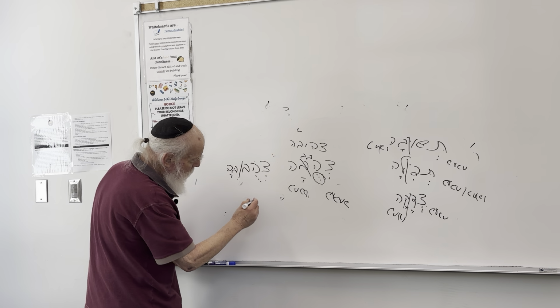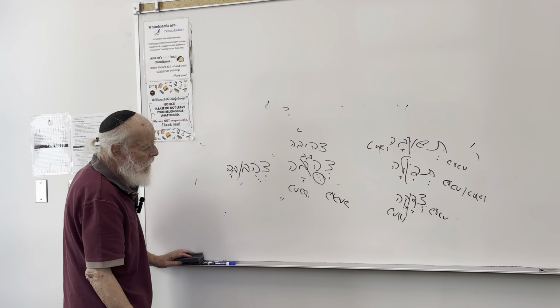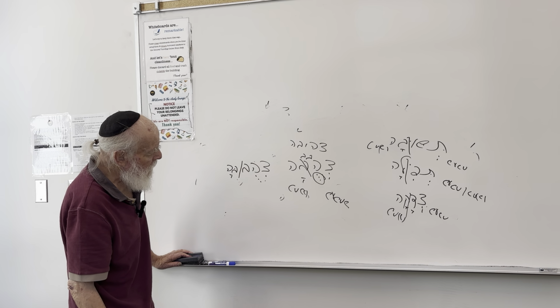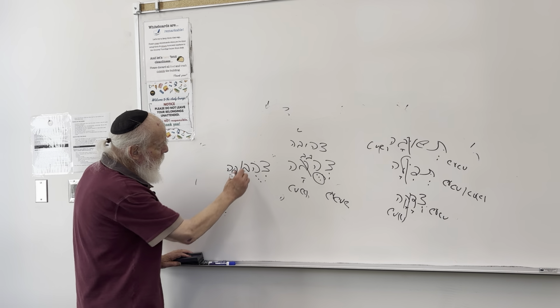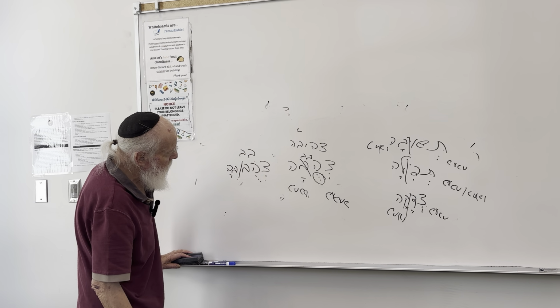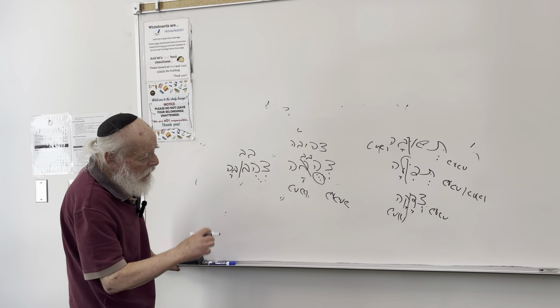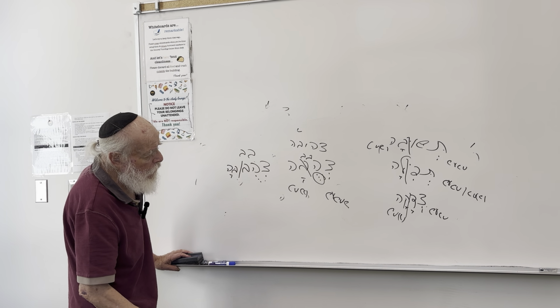If you want to make it that way, you can. It will be tsukuv ba. The doubling of that bet: the first one will be spirant, the second one will be plosive. Spirant means without the dagesh kal. Tsukuv ba.